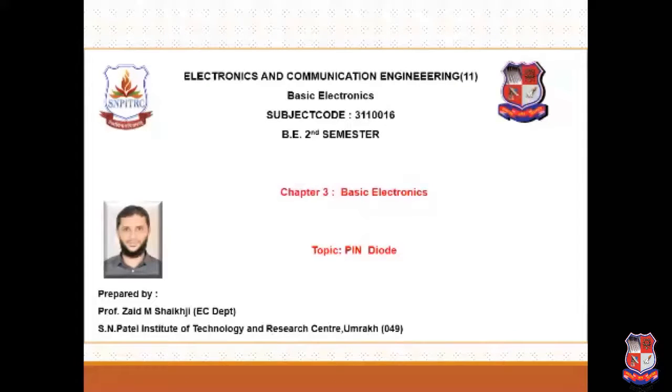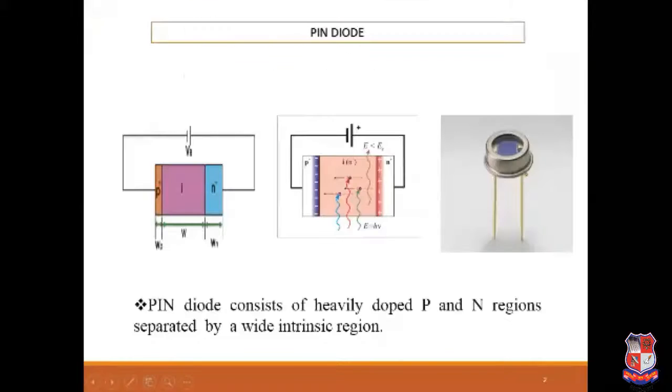So, very good morning. Today we will start the topic of PIN diode in basic electronics. Above is the figure of a PIN diode. A PIN diode consists of 3 main regions: P, I, and N. P and N are as in your PN junction diode, and I is intrinsic, as you all know, intrinsic and extrinsic. Intrinsic is the semiconductor in its pure form, and extrinsic is the semiconductor in its impure form.